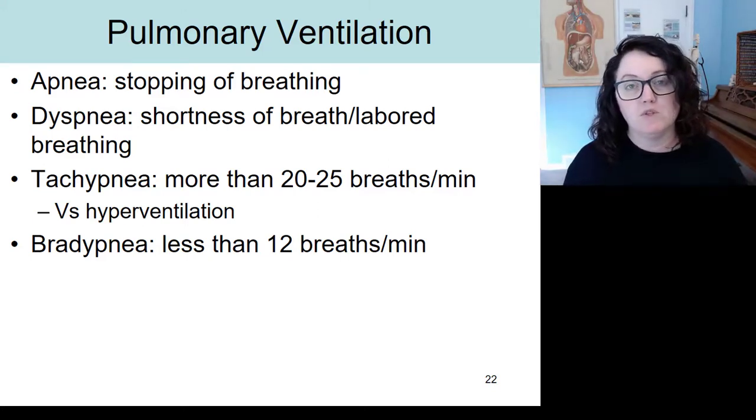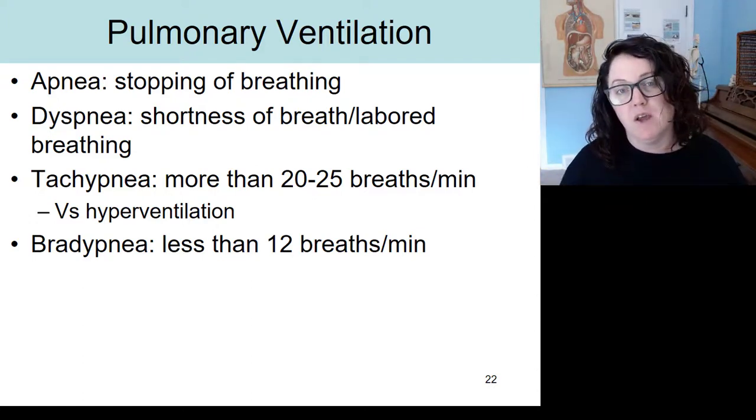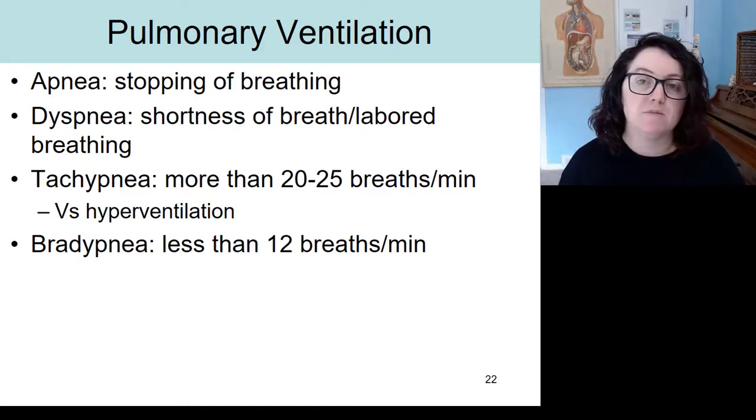Sometimes they'll say to breathe into a paper bag when someone's hyperventilating because you're going to inhale a little bit extra CO2, and sometimes this does work.